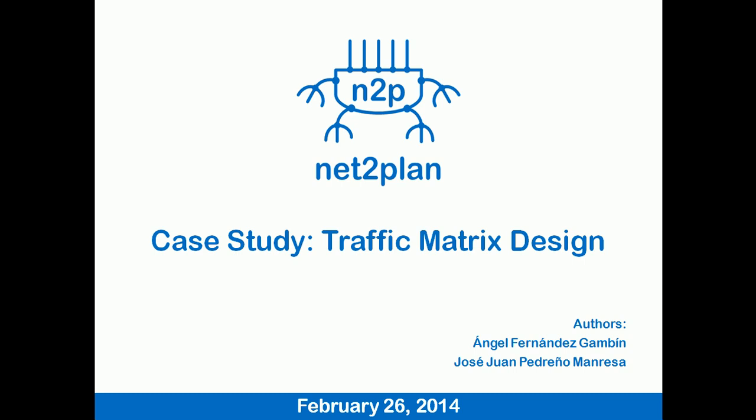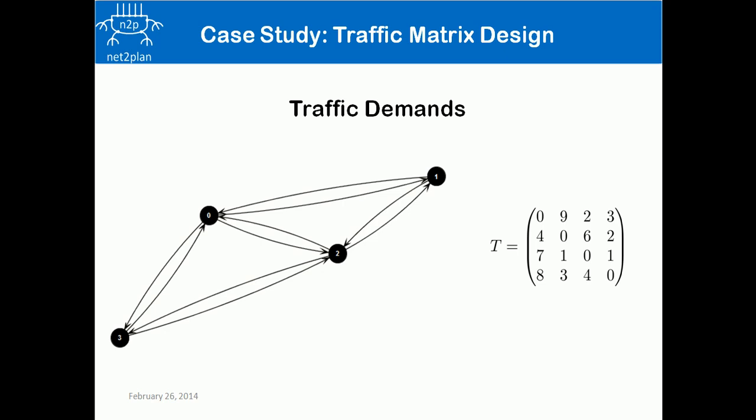Welcome to the case study Traffic Matrix Design, where this tool of the open source application Net2Plan will be explained. First, given a network topology and traffic demands associated with the network, each of these traffic demands represents an offered end-to-end traffic flow to the network. In Net2Plan, demands are considered unicast, that is, they have only one ingress node and one egress node. In addition, self-demands are not allowed.